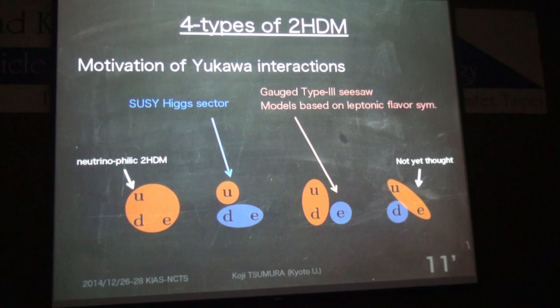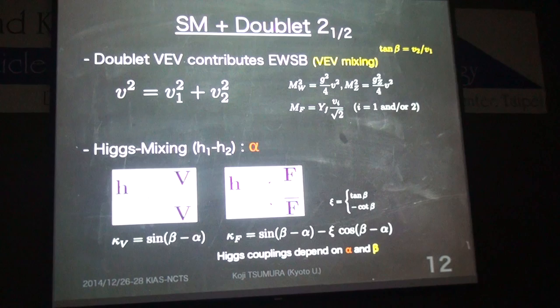Actually, these four models have different motivations. For example, if you consider some neutrino mass model, this goes down to the type I two-Higgs-doublet model. And as you know, the supersymmetric theory automatically requires the type II two-Higgs-doublet model. And type X is quite interesting. This is also required in a gauge-Higgs unification model, and also in a model based on the leptonic flavor symmetry. I have no idea for this last one. Please think about it.